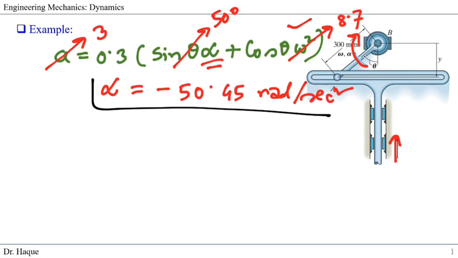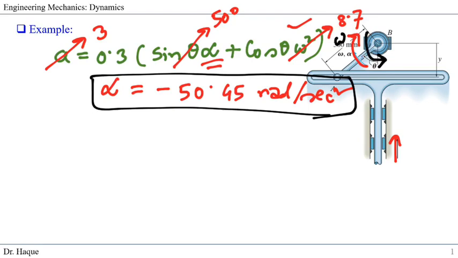So what does that mean? This means that the acceleration is opposite to the direction that we assumed. Our omega was positive in clockwise. Our negative acceleration is telling us that this acceleration is in the opposite, anti-clockwise direction. So we can write negative 50.45, or we can also write 50.45 in the anti-clockwise direction. Both are right, radians per second squared. So now we have solved the problem. This is our answer, angular acceleration, and we solved angular velocity.